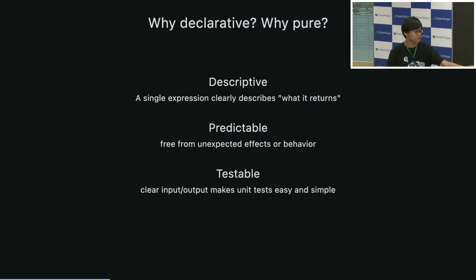And it's also testable because the input and output are so clear. We can just pick up one function or one method, give arguments as input, and test the output. So the benefit of declarative and pure functions is like this.